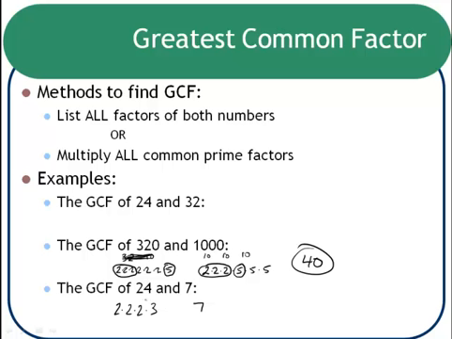So when that happens, its greatest common factor is just the number 1. Remember that 1 can divide anything. Anything can be divided by 1. And so both of these numbers can be divided by 1. In fact, that's it. And so that is its greatest common factor.